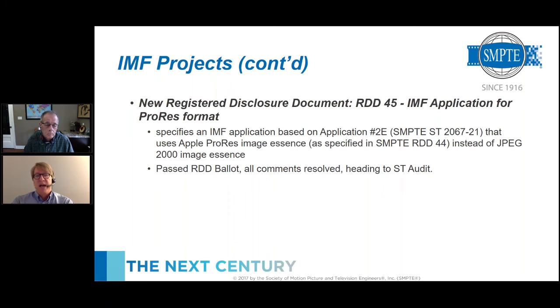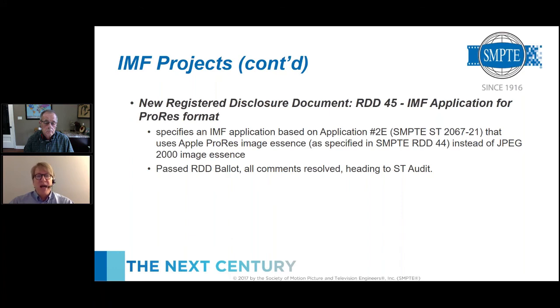There's a new RDD 45 IMF application for ProRes format that's going on now as we speak as well. A lot of the broadcasters came to us as IMF got standardized and said, look, we have all this stuff in ProRes. How do we get ProRes into IMF? Because that would fit very nicely. ProRes was not a standard, is not a standard, so by making an RDD, it gives you a way to actually work for an IMF application using a ProRes format instead of JPEG 2000, which is one of the ones that was specified in the original IMF documents as an application, along with other applications that are out there as well.